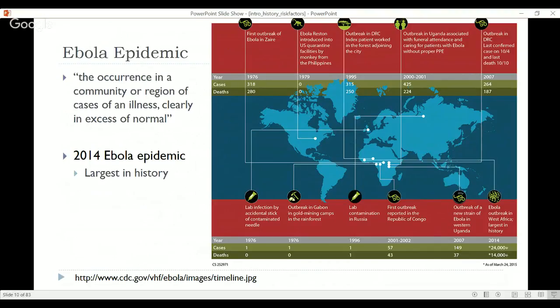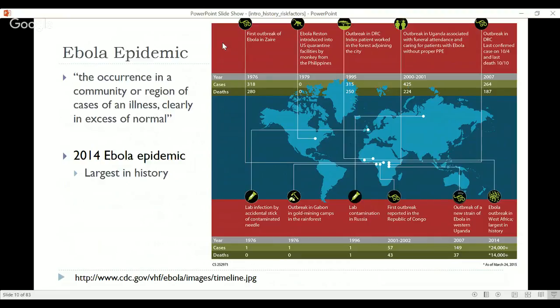So why was 2014 considered an epidemic? Well, it was the largest outbreak we've ever seen. This image is showing you the number of cases we've seen since Ebola was first discovered, which was in 1976. It was discovered near the Ebola River in what is now the Democratic Republic of Congo. Since 1976, if you look at this timeline, we've seen some pretty sporadic outbreaks, right? But in 2014, we saw the biggest one we've ever had.